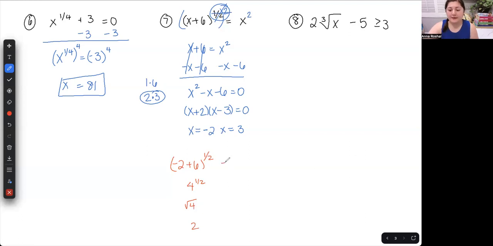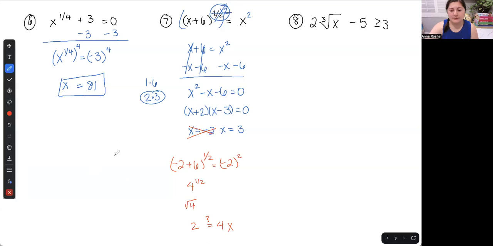And then if I take -2 to the 2nd power, is that going to be 2? No, it's actually going to be 4. So those do not equal each other. So this is going to be a rejected solution. And then I'm going to go ahead and take this 3.